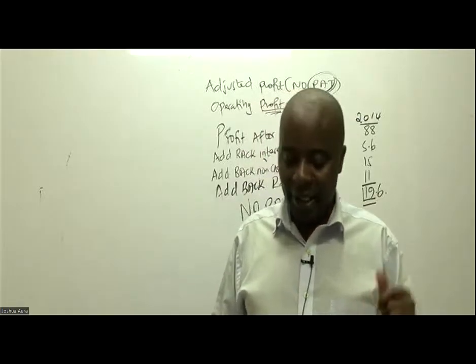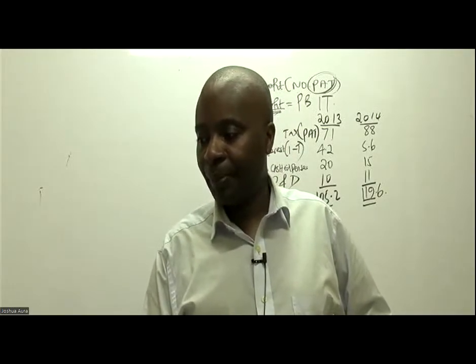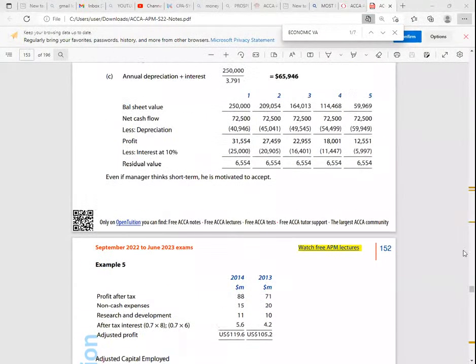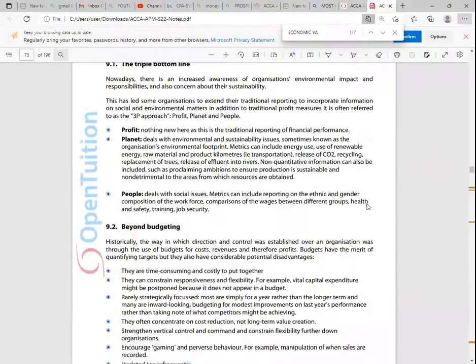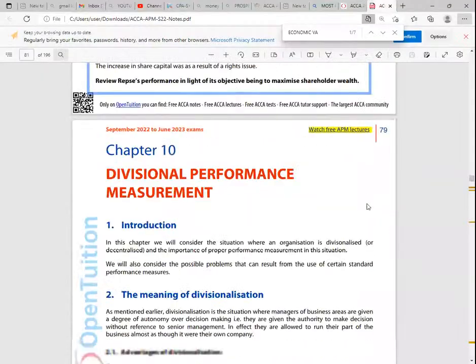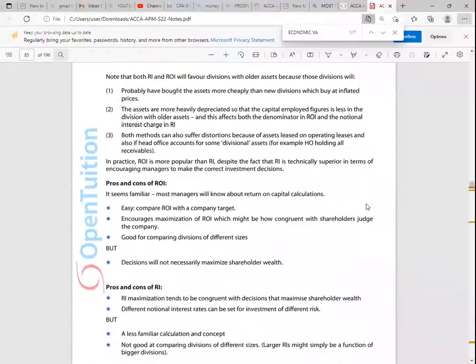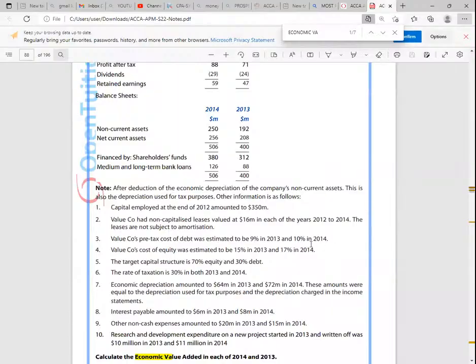Great. So you mentioned capital employed adjustments. I need to go back very first to page number 80. Great, so here we are. This is a very bad examiner. This guy has given me capital employed at the end of 2012, not 2013.